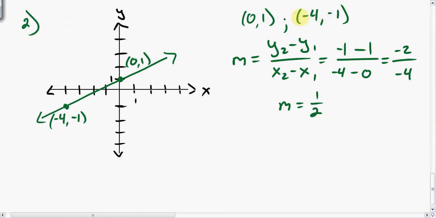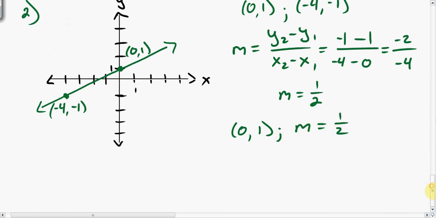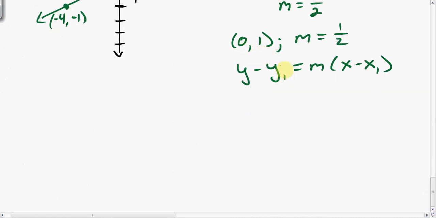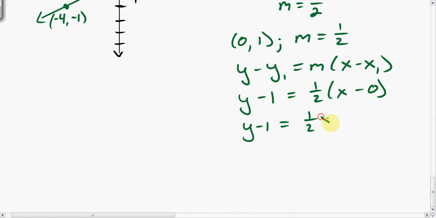And now I get to pick a point. So I'm going to pick this first point of 0, 1. And I know m is +1/2. I'm going to use the point slope form. So y minus y1 equals m times the quantity x minus x1. I'm going to plug in my value of y1. So that's 1. So I've got y minus 1 equals 1/2 times the quantity x minus x1 is 0. I'm going to distribute in the 1/2. So I've got y minus 1 equals 1/2 x minus 1/2.